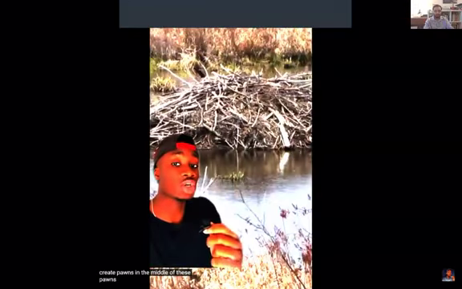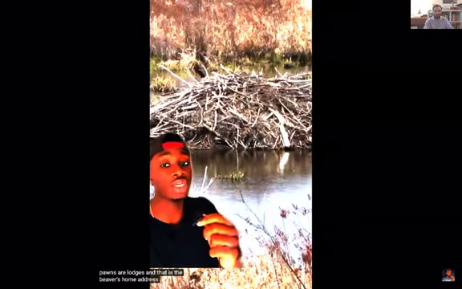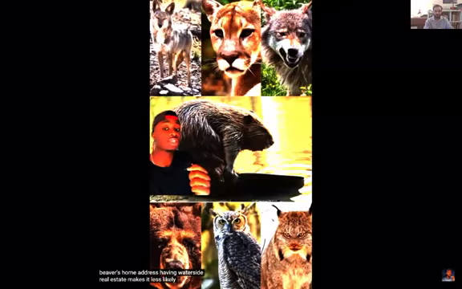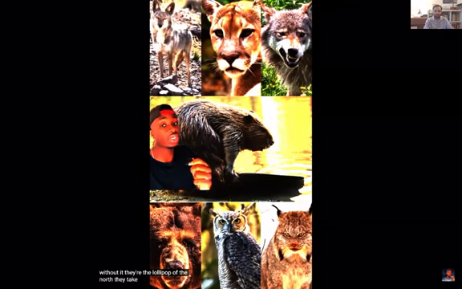In the middle of these ponds are lodges, and that is the beaver's home address. Having waterside real estate makes it less likely for them to get turned into a Happy Meal by bears, wolves, cougars, coyotes, owls, lynxes, bobcats. You see why they need the lodge? Without it, they're the lollipop of the north. They take licks from everybody.